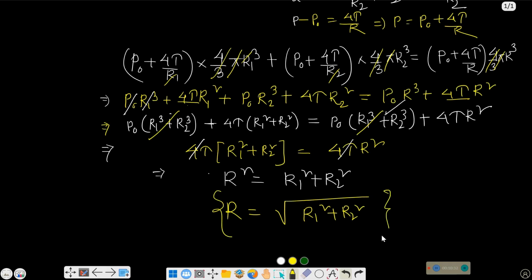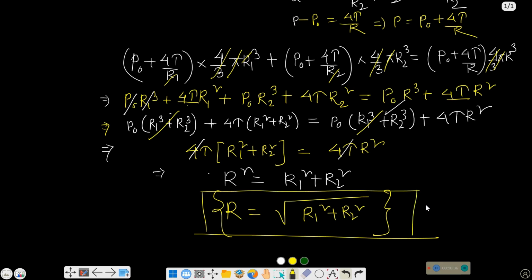So if two soap bubbles combine isothermally to form a big bubble, then the radius of the bubble after combination will become R equal to root over R1 square plus R2 square. So I hope all of you have got this answer. Thank you.